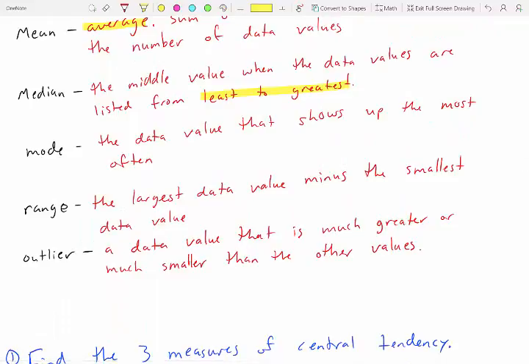The range is the largest data value minus the smallest data value. And an outlier is a data value that is much greater or much smaller than the other values.